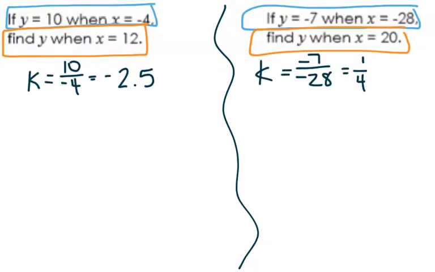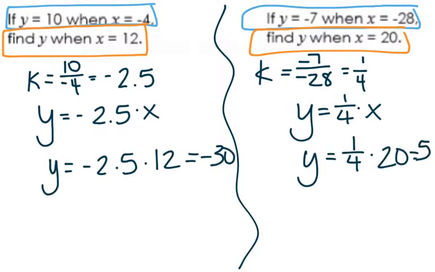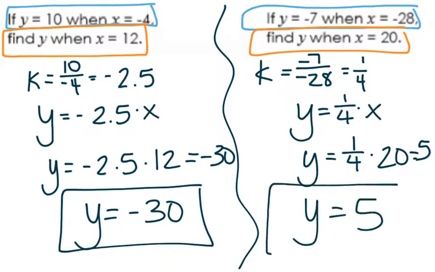So for both of them, the first thing you're going to do is figure out what the k value is. You're going to figure it out by doing y divided by x. The next thing you're going to do is write your direct variation equations. And the last thing you're going to do is do what you're actually supposed to find. So for the first one, I got y equals negative 30. And then for the second one, I got y equals 5. If you did not get that, you can ask me a question and we'll try to figure it out. If I'm wrong, which sometimes happens, I'll fix it.